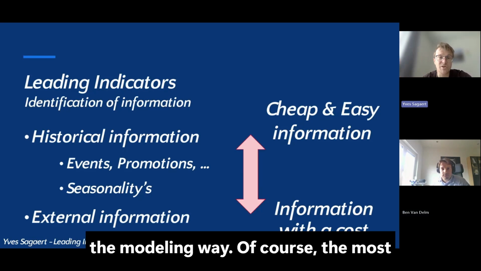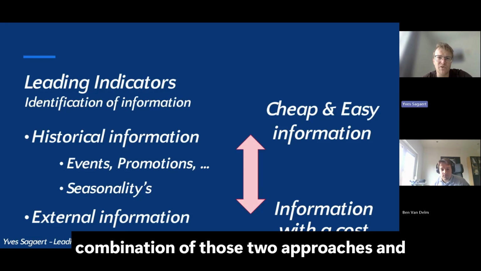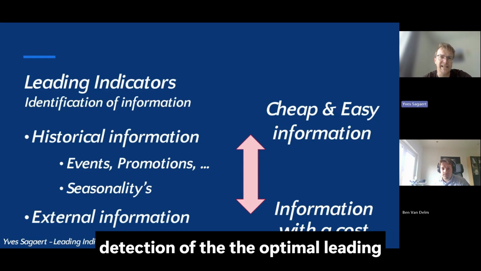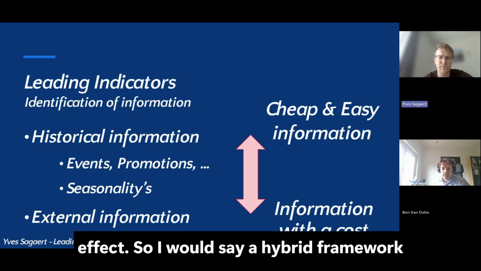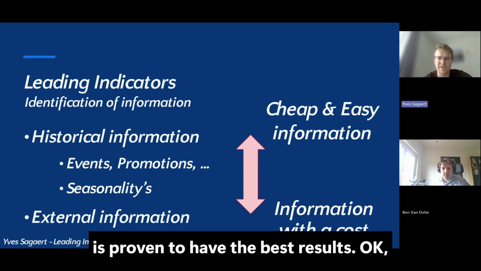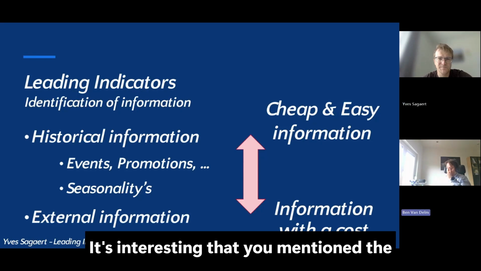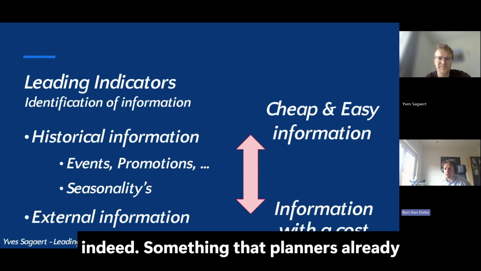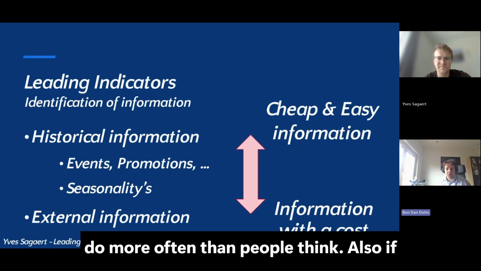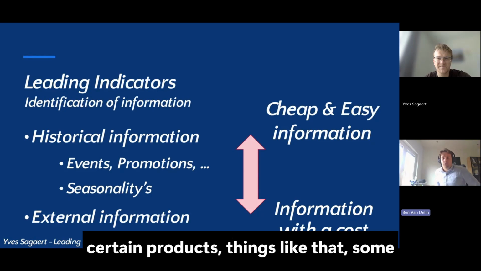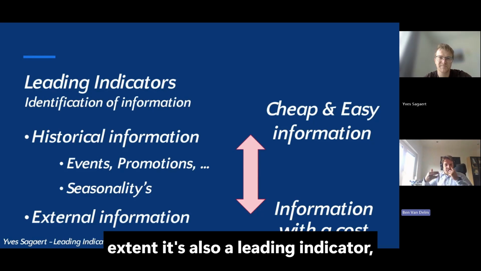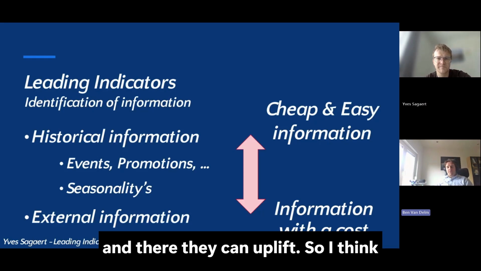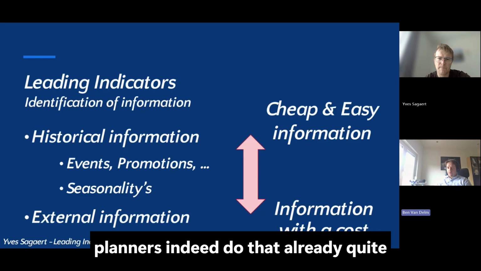Of course, the most beneficial would be a combination of those two approaches, and then you can combine it with also the detection of the optimal leading effect. So I would say a hybrid framework is proven to have the best results. Okay, it's interesting that you mentioned the manual part, because I think this is something that planners already do more often than people think. Also, if a competitor, for instance, would stop a certain product, things like that, to some extent, it's also a leading indicator, maybe in the opposite way: they stop and you take an uplift. So I think planners do that already quite often.